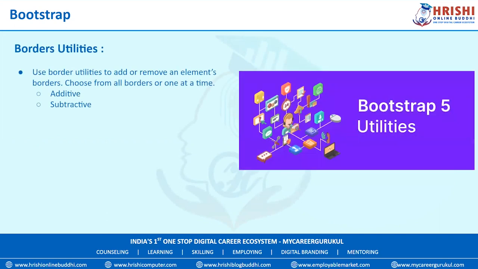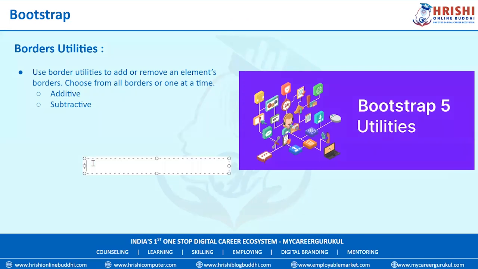Bootstrap utilities. Use border utilities to add or remove an element's border. Choose from all the borders or one at a time. So now if you want to add a border, you can use two ways, that is additive and subtractive. So these are two ways you can add a border or remove a border. Now in additive, the syntax goes like, let's see, I'm taking a notation.